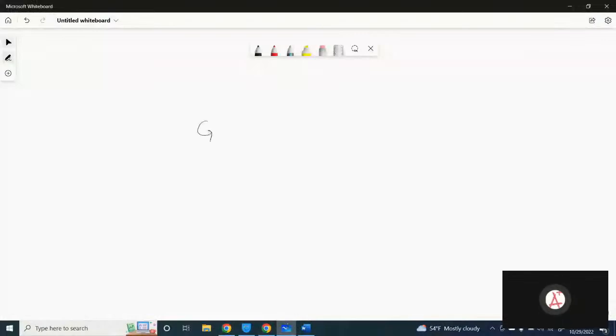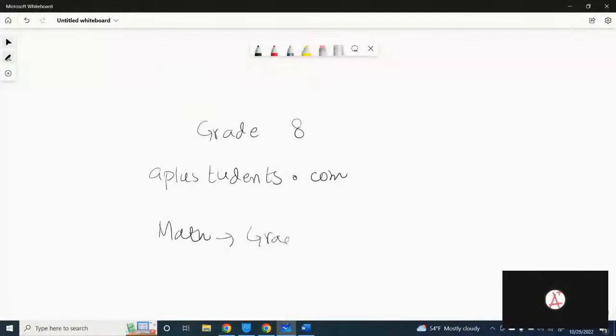We're going to start with grade 8 maths. You can find all the lessons on aplusstudents.com. You have to log in there using your email address and the password provided by the administrator. Then select math from the subject tab, then scroll down to grade 8.